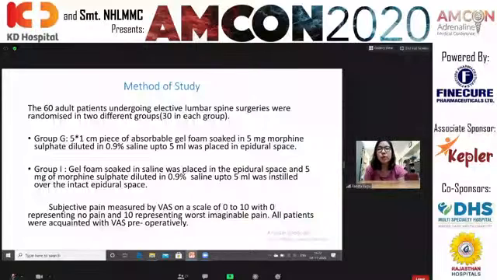Subjective pain was measured by the VAS on a scale of 0 to 10, with 0 representing no pain and 10 representing the worst imaginable pain. All patients were acquainted with VAS preoperatively. Next slide, please.